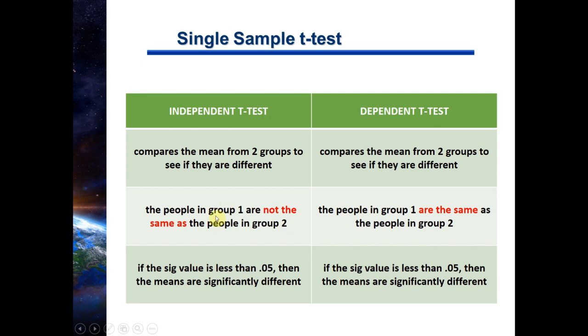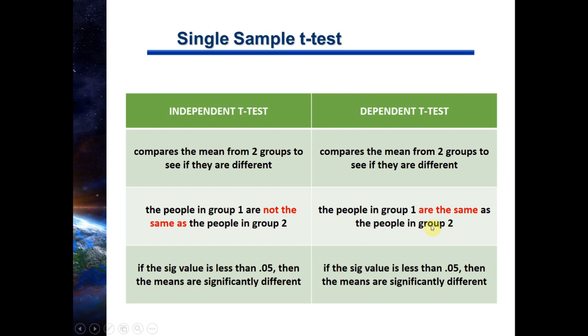And what did I say? Peter, Paul, and Mary, so this could be Tom, Dick, and Harry. They are different people. Whereas in the dependent t-test, you could have the same people tested in each group. In other words, the independent variable can be within subjects. So if the independent variable is within subjects, it means that the people here are identical to the people here. So Peter, Paul, and Mary are tested in group 1. Peter, Paul, and Mary are tested in group 2.